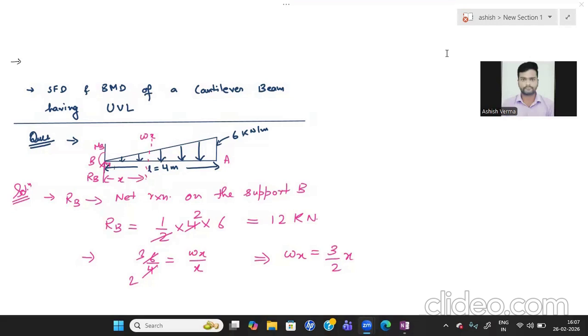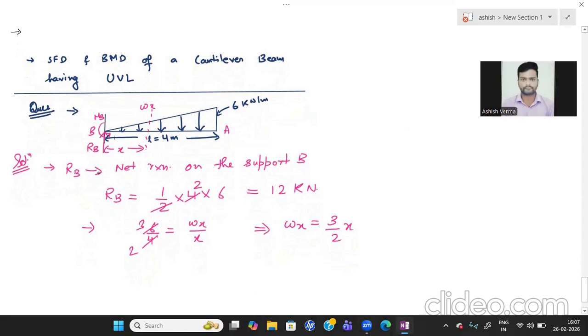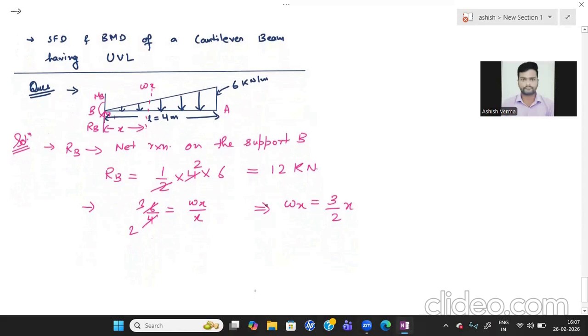So we are going to discuss a cantilever beam containing UVL, SFD and BMD for this loading. Here we have already done the calculation for the reaction at B. The net reaction at B is equal to 12 kilonewton and the load intensity at X is 3 by 2 x. According to this section, we will draw the variation of shear force diagram and bending moment diagram.